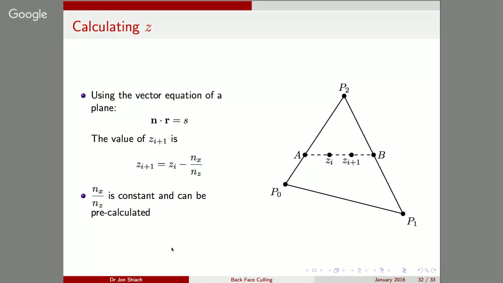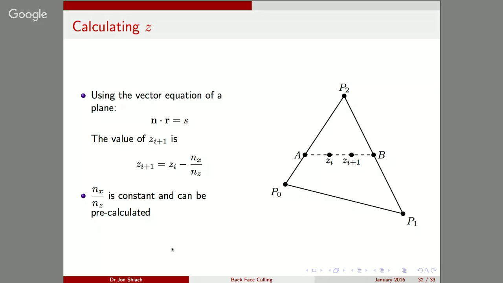Let's pretend I know what that is, that I've got some information on that. And I want to find the depth of the pixel one to the right. Well, I'm going to say zi plus 1. So, for example, here are two neighbouring pixels. I know what the z of that is. I need to know what the z of the next one is.